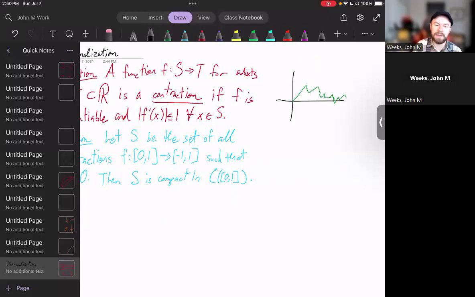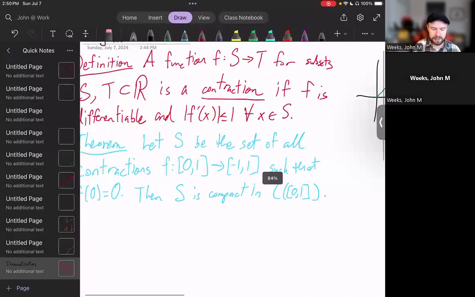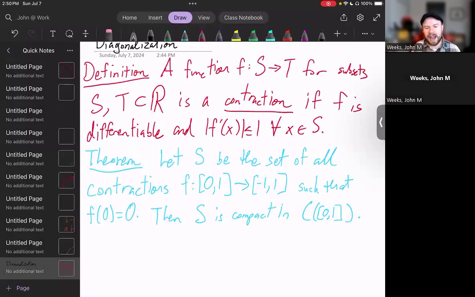So any part of that in the function cannot be allowed. You cannot have the function grow quickly or shrink quickly at any point. It's only going to be able to be differentiable where the absolute value of that derivative is less than or equal to 1. So let's take a look here at the theorem.